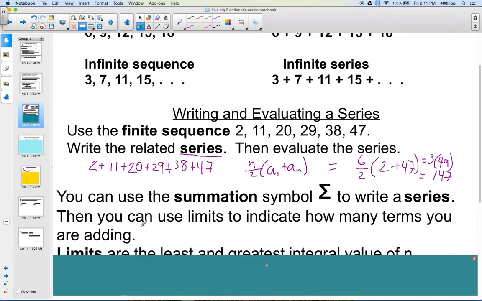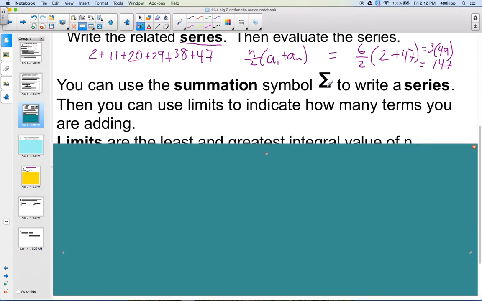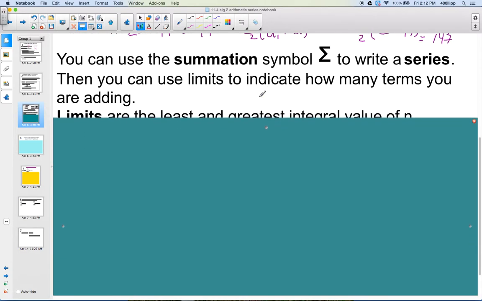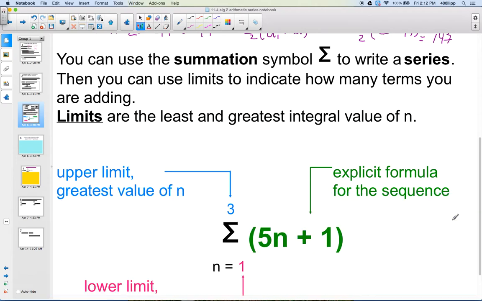Okay, we're now going to learn the summation symbol. This is actually the Greek letter sigma, and we're going to use that to write a series. So here's what it's going to look like, and then we'll actually find some of them.